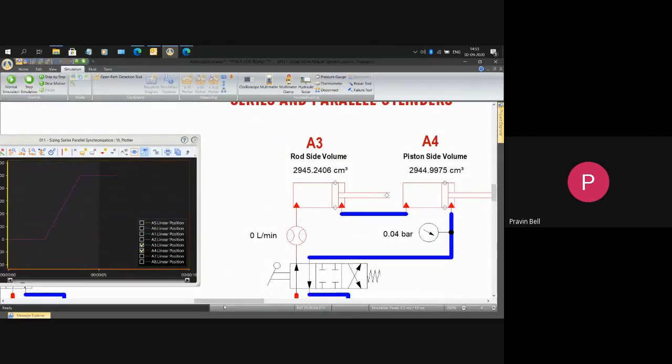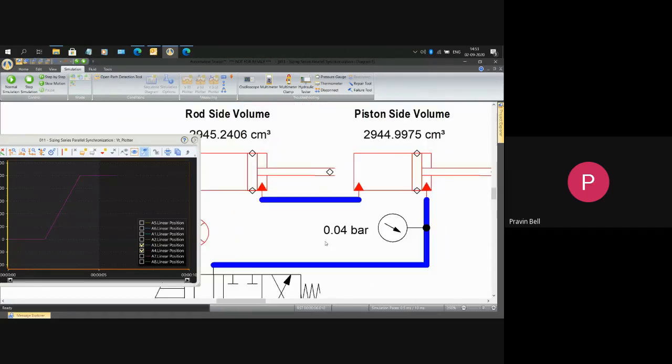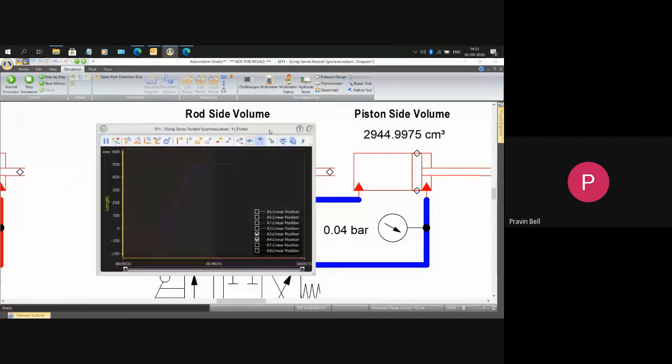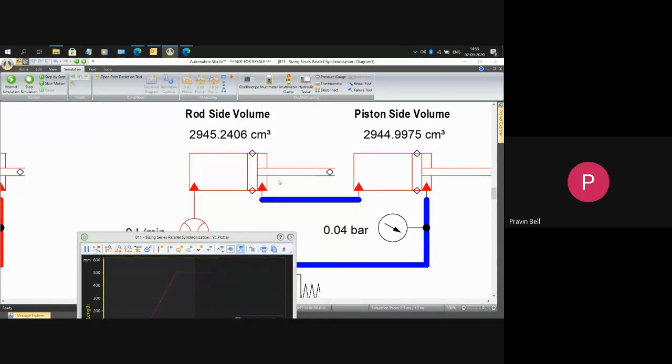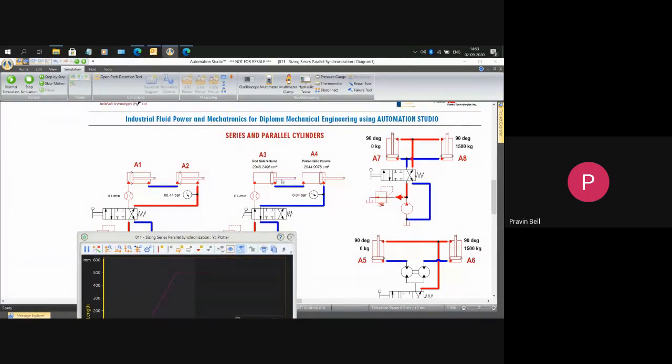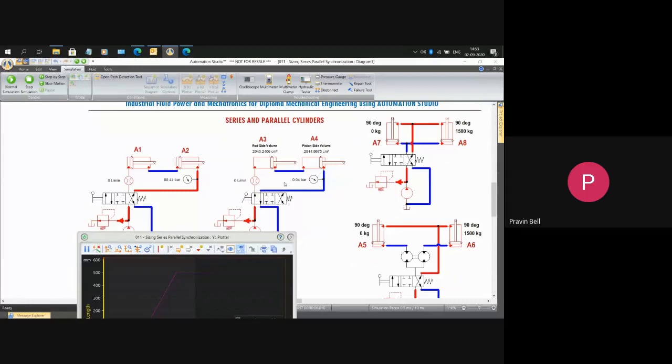I'll pause the simulation. You can see both the pistons extracted right to the end position here. There was no mismatch. In the graph, if you see, both the graphs are in synchronization with each other here. So this is a simple practical of a series configuration of two particular cylinders. A very interesting practical. You can just change the volumes and you can have a very nice practical like this.